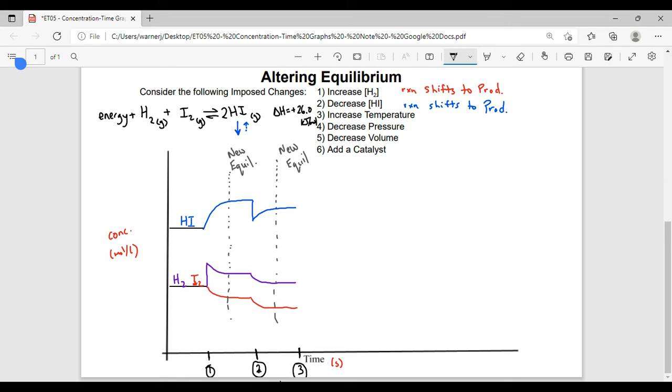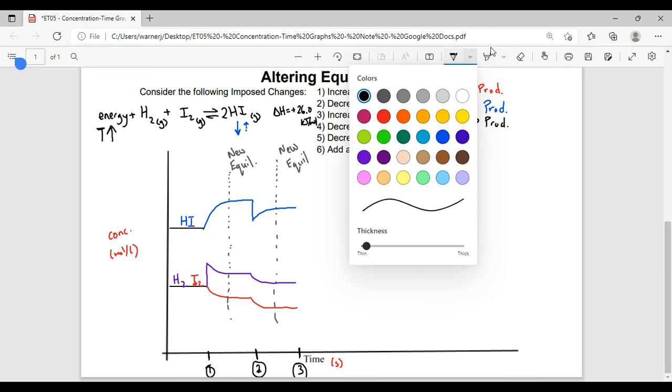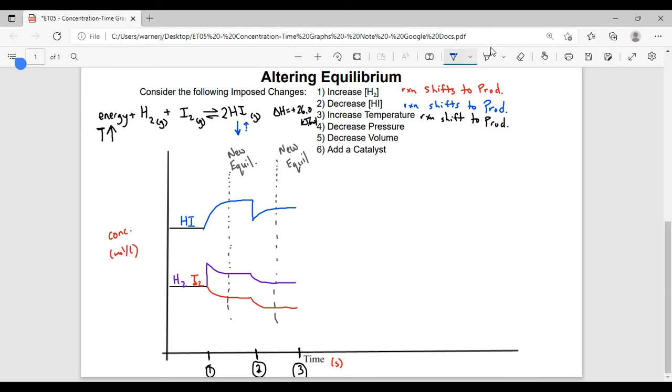So if we increase the temperature, just imagine that as adding a bunch, right? A temperature increase is like adding a bunch of extra energy to the reaction, right? Which is going to cause it to want to get rid of that extra kinetic energy. So it's going to shift to the products again. Okay, so our reaction here is going to shift to the products to try and use up that extra energy.